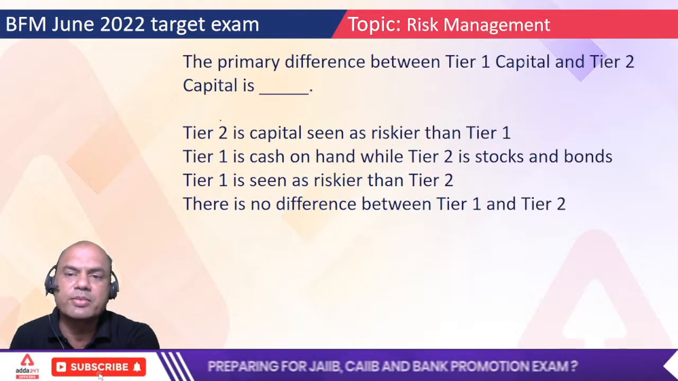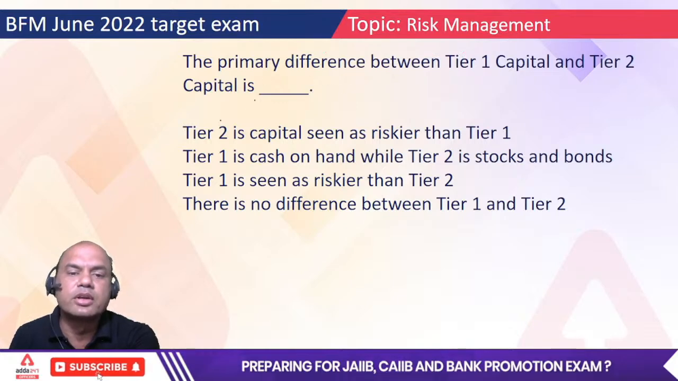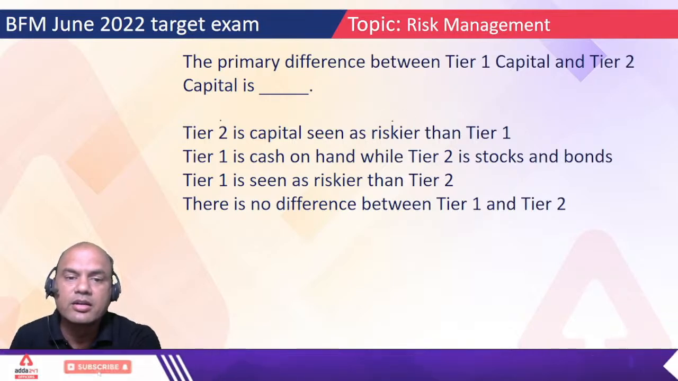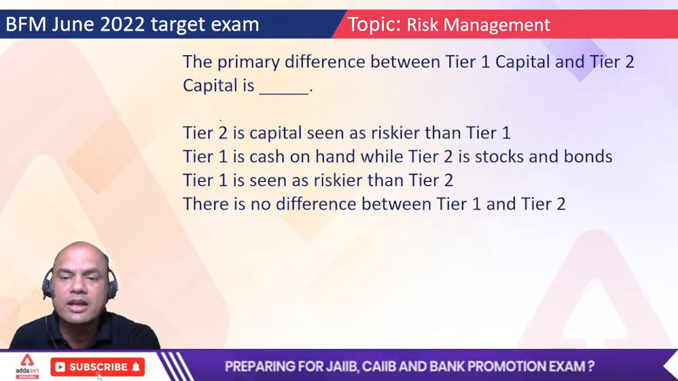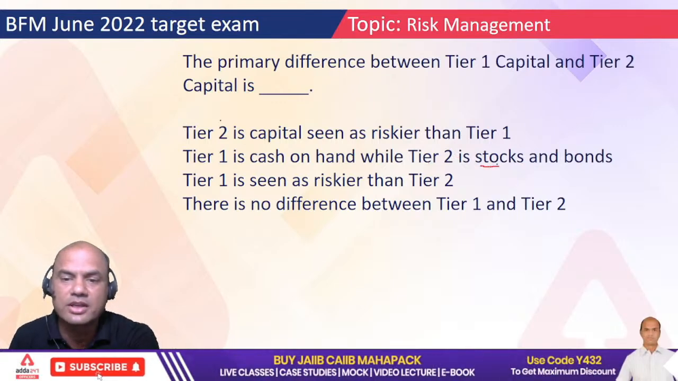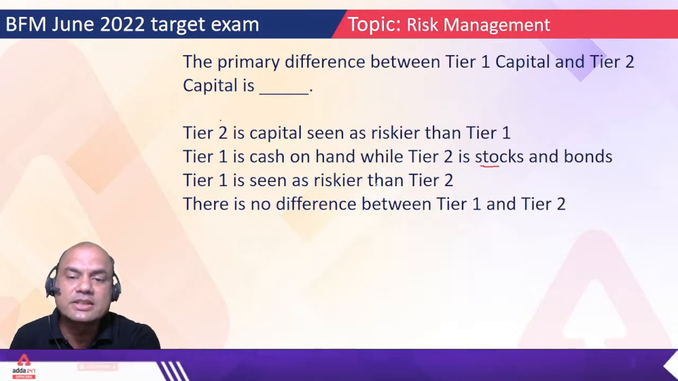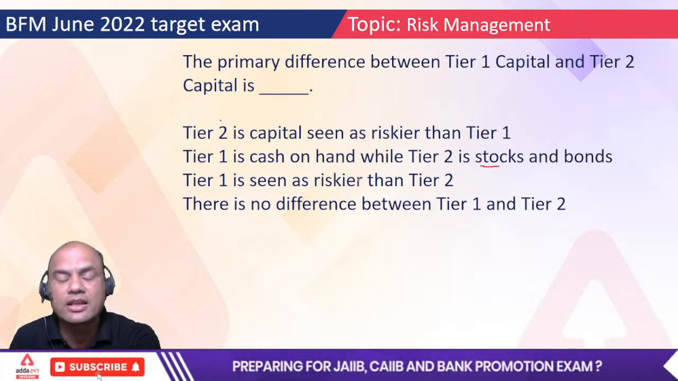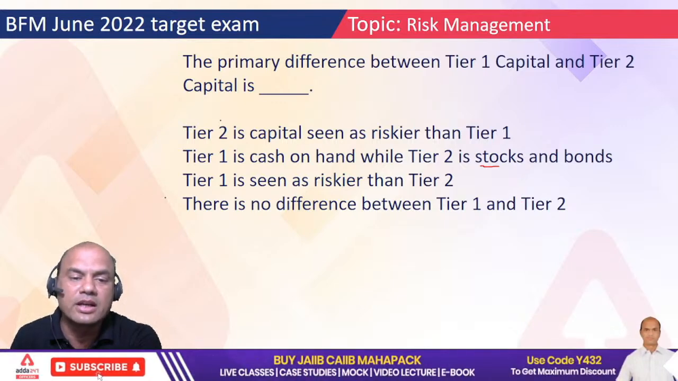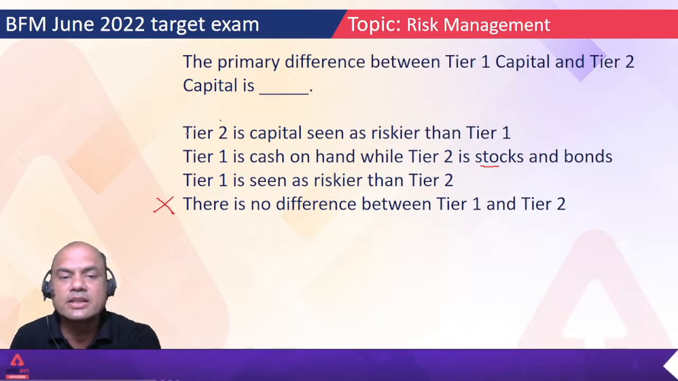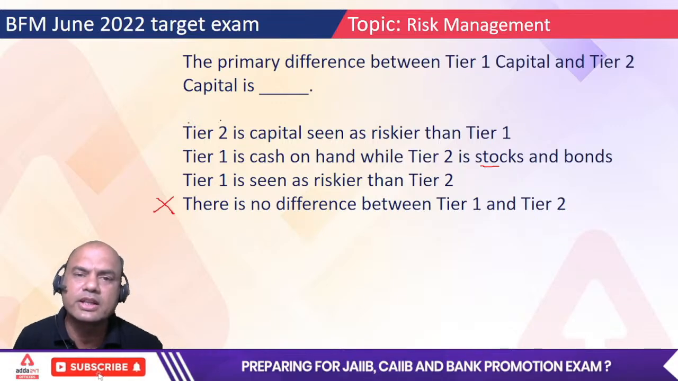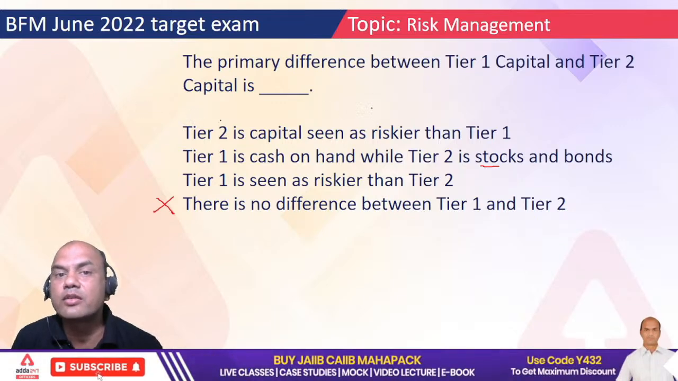What is the primary difference between tier 1 and tier 2 capital? Tier 2 capital is seen as riskier than tier 1. Tier 1 is cash on hand and tier 2 is stocks and bonds, meaning tier 2 consists of stocks. Tier 1 is seen as riskier than tier 2. There is no difference between tier 1 and tier 2. So D is ultimately out. Now the answer is either A, B or C. Which one is riskier? What does your logic say? What is tier 1? Tier 1 is a free capital.